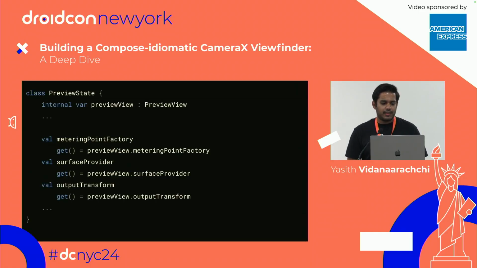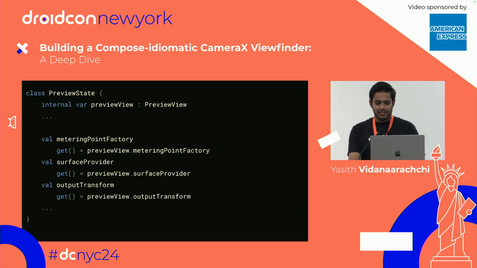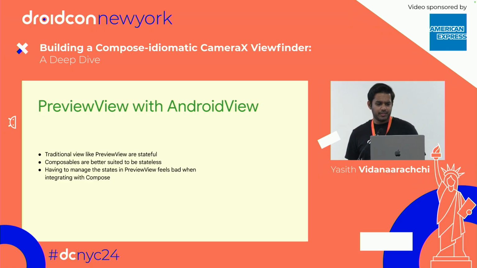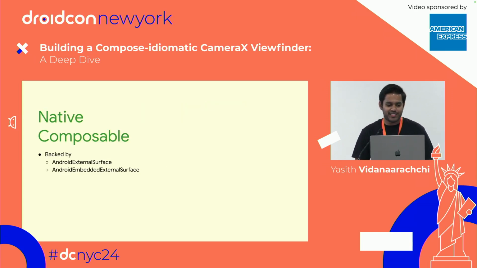So the preview state looks kind of like this. It holds a reference to the preview view object, and acts as a delegate to the functions inside the preview view. Anyways, this didn't feel too good to use. In summary, traditional views like preview view are stateful. Composables are better suited to be stateless. They feel so much better to use when they're stateless. And having to manage the states in preview feels bad when integrating with Compose and other modern Android architecture best practices. All right, so let's try and do this from scratch.